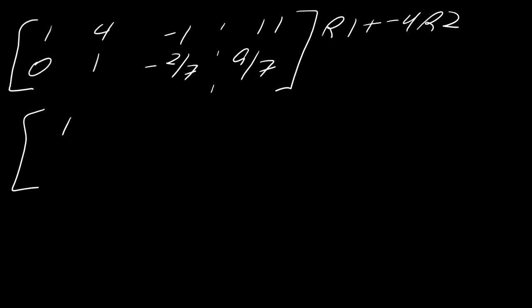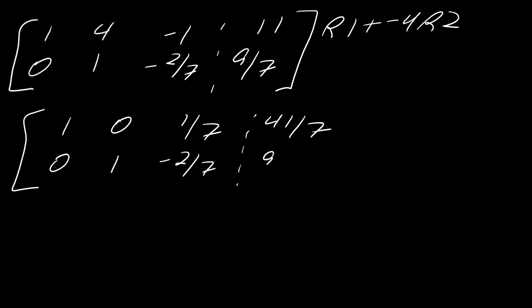So I get 1, 0, 0, 1. This will be 1/7, and this will be 41/7. Okay, and now it's party time. So we've got everything we need. This is as far as I can go. I've got diagonals and zeros and all that good stuff. So now I just interpret. So this is x, this is y, this is z, and this is equals.